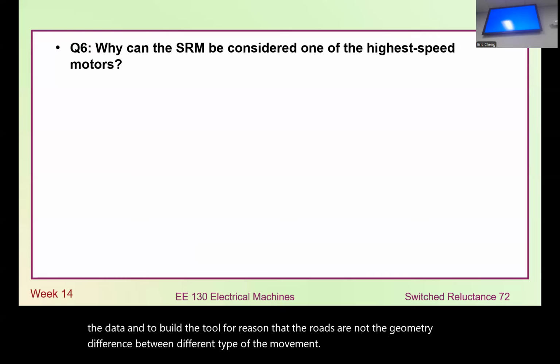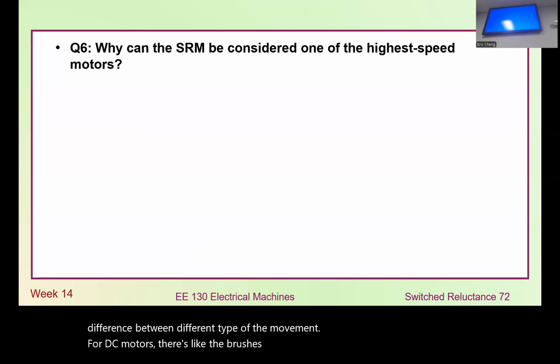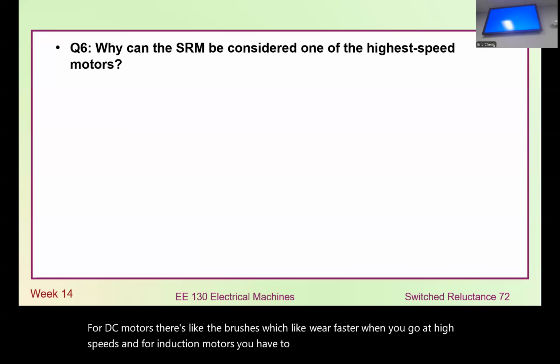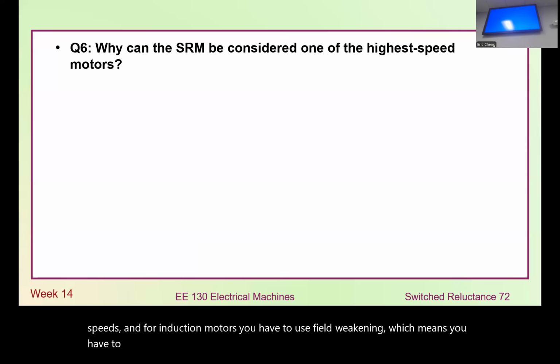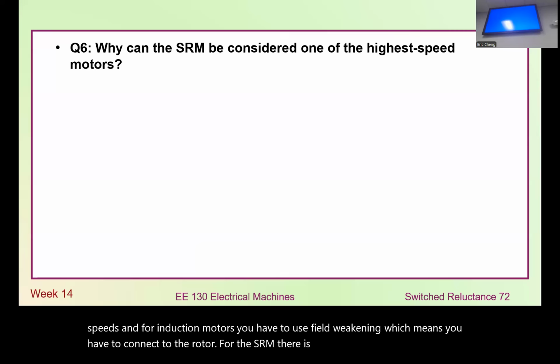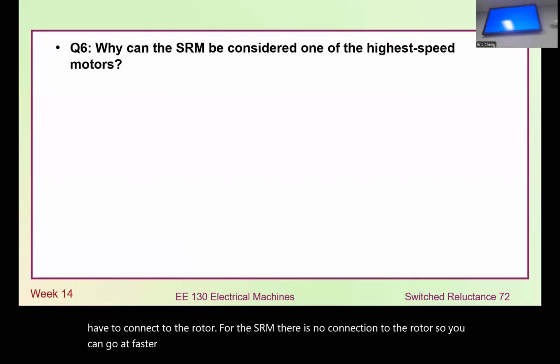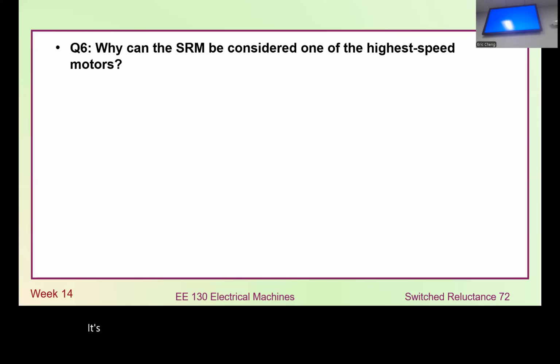For DC motors, there are brushes, which wear faster when you go at high speeds, and for induction motors, you have to use field weakening, which means you have to connect to the rotor. For the SRM, there is no connection to the rotor, so you can go at faster speeds. Obviously, yeah, and it's self-starting. Normally, if the rotor structure is simple and light, they can make the rotor inertia lower, and we are able to get high speed.